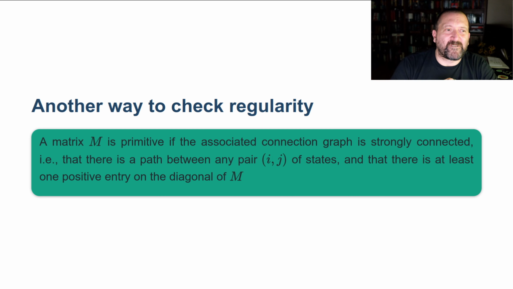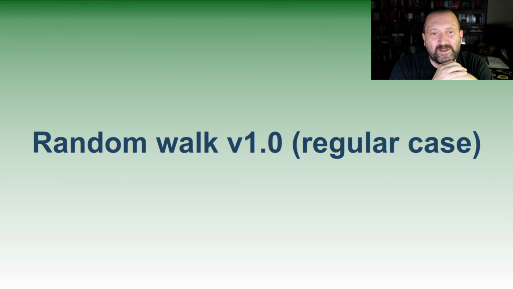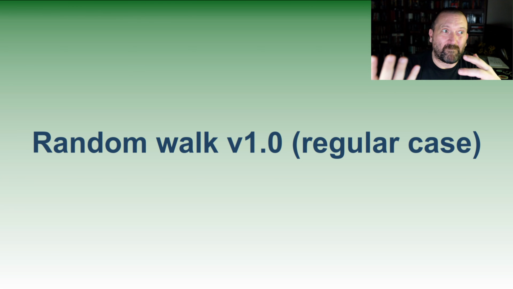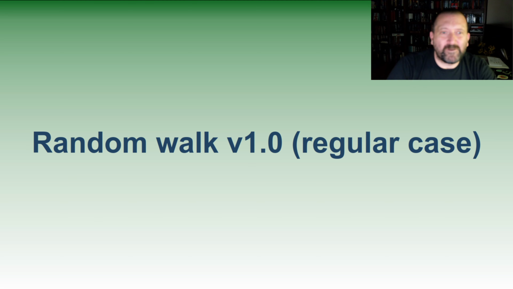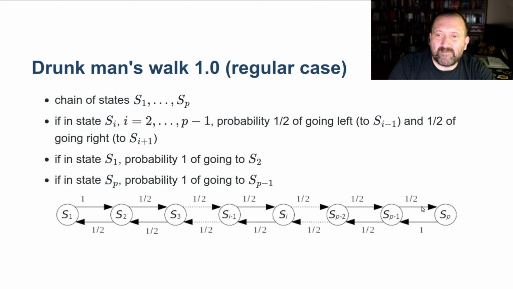But I will still show you very briefly how to set up random walks, because we'll be using another random walk later, and two other random walks, I should say. So let me show you how you would analyze this graph that I showed you just before. I have this Markov chain where I have p states, and another name for the random walk would be a drunk man's walk.